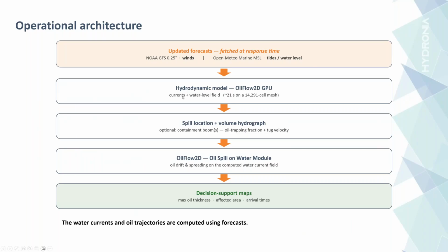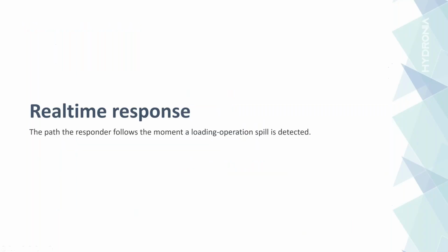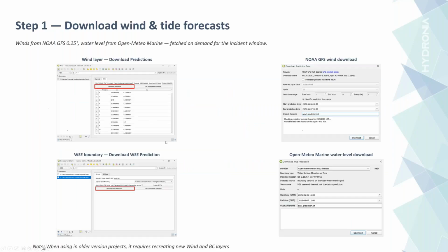In the case of the OilFlow2D, you will want first to perform the simulation for water currents. Then you enter the spill location with the volume that has spilled at a given location. Then you perform the oil and water drift or spreading simulation. And then you can generate decision support maps in a number of ways. So the real-time response, once you have that information done, has a number of steps.